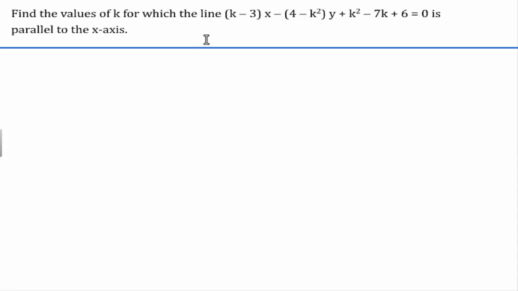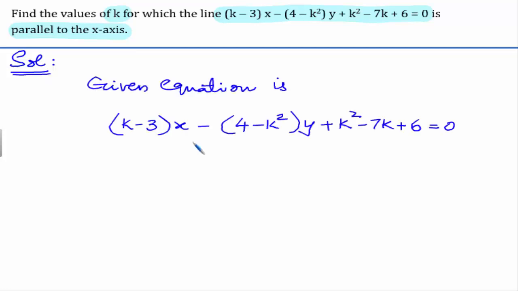In this question, the given equation is parallel to the x-axis. Then we have to find out the values of k. Let us see the solution for this. So the given equation of the line is (k minus 3) into x minus (4 minus k square) into y plus k square minus 7k plus 6 is equal to 0.